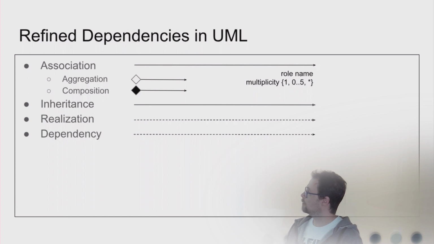And a common multiplicity is, of course, 1. That's often not explicitly stated. But the star is also common. It means 0 or many as needed. We can also specify intervals, for example, 0 to 5. So we can express stuff in these associations in different ways.